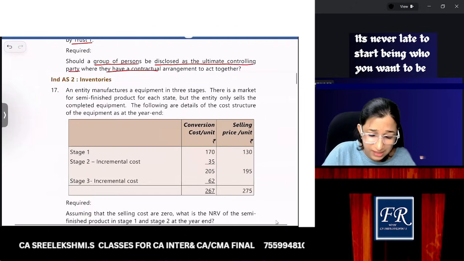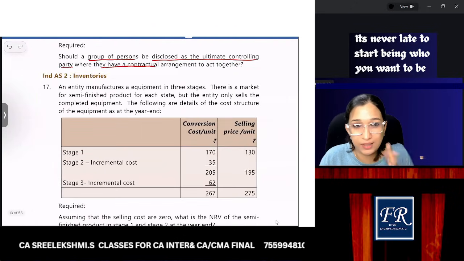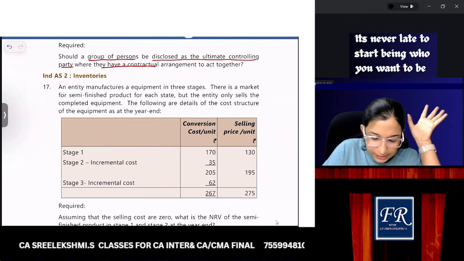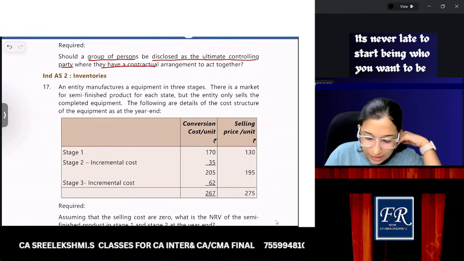So question number 17 is again a super easy question in Day 2. So listen. An entity manufactures an equipment in 3 stages.